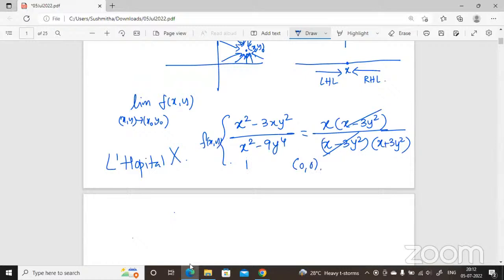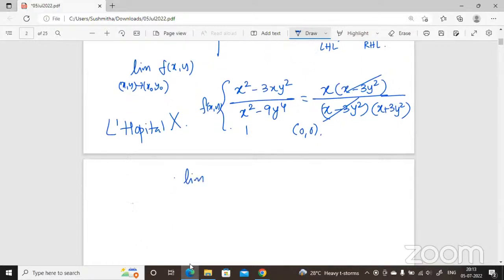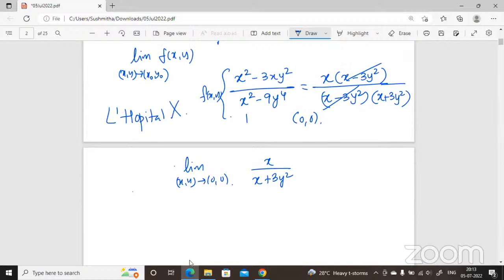Now, what is it that you have to do? You have to take the limit as x comma y goes to 0, 0. You want to check whether it is equal to 1 or not, right? So now your function is x by x plus 3y squared. Can you do something so that you can show that the limit does not exist? Showing the limit does not exist is easier, right? You just need to find 2 different paths along which the limits are different.